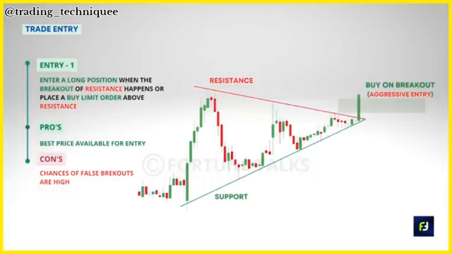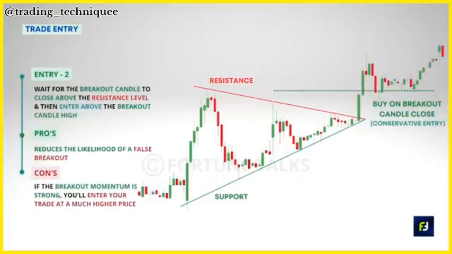The first approach is very aggressive, and the idea is to go long as soon as the price breaks above the resistance trendline. All you need to do is to place a limit buy order above the resistance level, and you will be immediately long when the price breaks out above the level. And if the breakout is real, this is one of the best prices to enter. But this method is very risky, and there are high chances that it might be a false breakout.